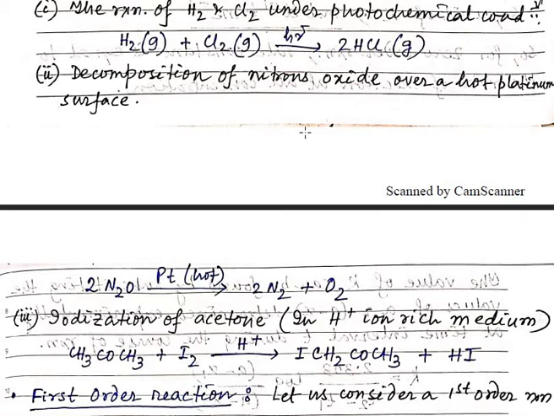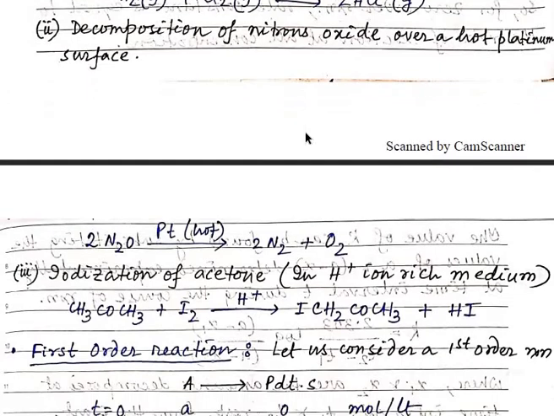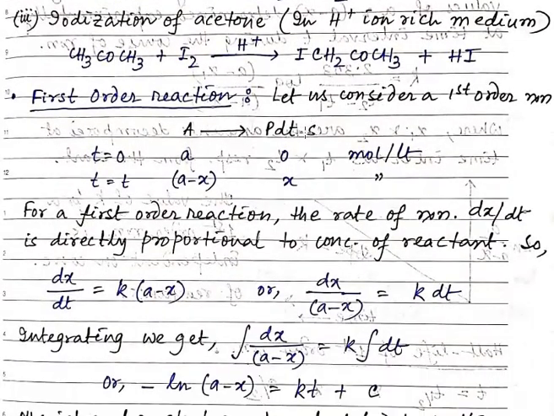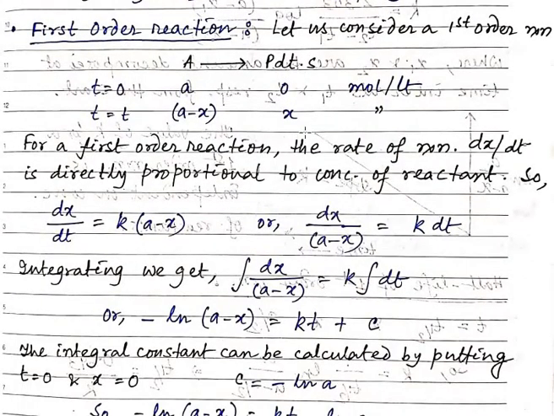So that is also an example of a zero order reaction. Next I will start with the first order reaction. In the case of the first order reaction, the initial thing is the same: the reactant A, and the product, PDT. I have written the same thing: at initial time it is A0, and at t equal to t it is A minus x. So that is similar to the zero order reaction.